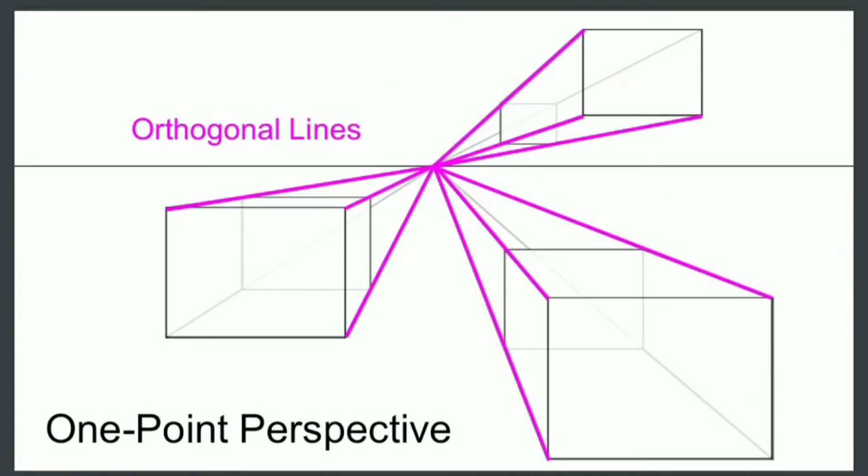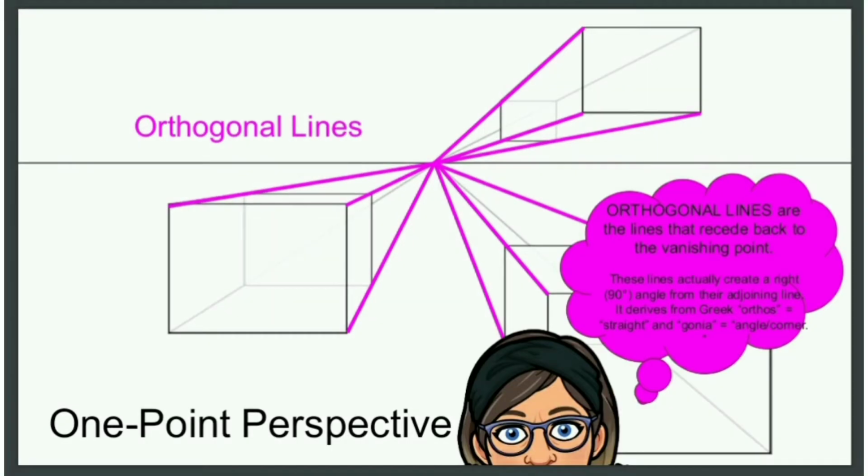Here we have orthogonal lines. Orthogonal lines are the lines that recede back to the vanishing point. These lines actually create a right angle from their adjoining line. It derives from the Greek orthos, straight, and gonia, angle or corner.